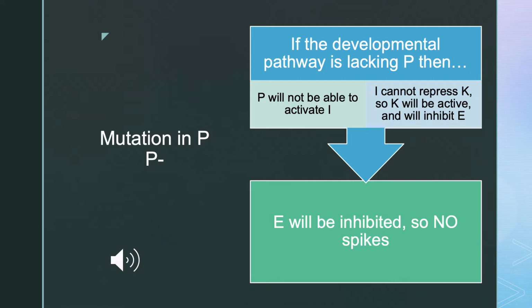The first mutation that we're going to talk about is in P. If there is a lack of P, then it will not be able to activate I, and I will not be able to repress K. So K will become active and it will inhibit E. E will be inhibited, so there will be no spikes.